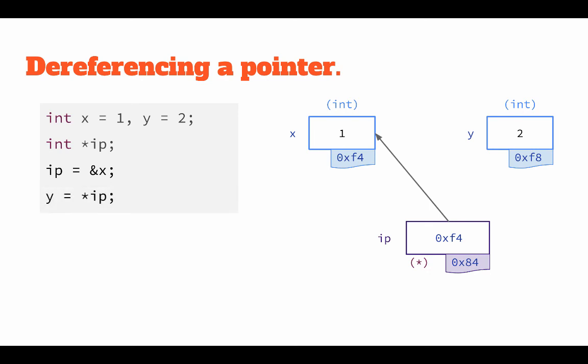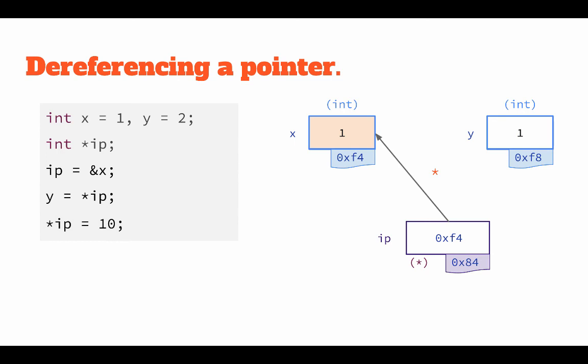One thing I can do is, now that I have that pointer initialized, I can use star ip anywhere that I would have used x. Because ip points to x, star ip is an alias for x. So if I want to say y equals star ip, I use my dereferencing operator star, go find the value at the end of that pointer, which is 1, and now I'm going to store that into y.